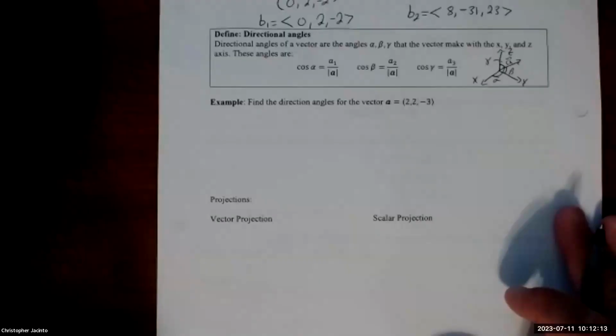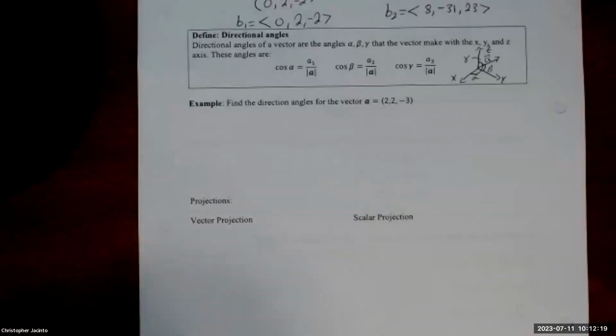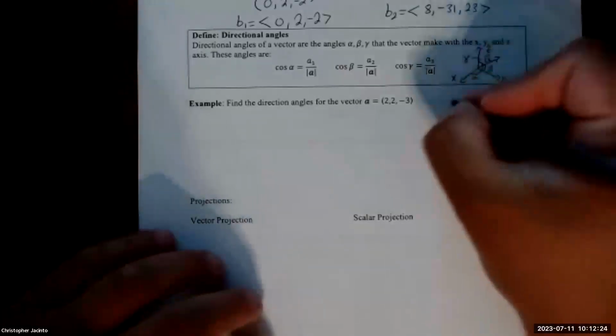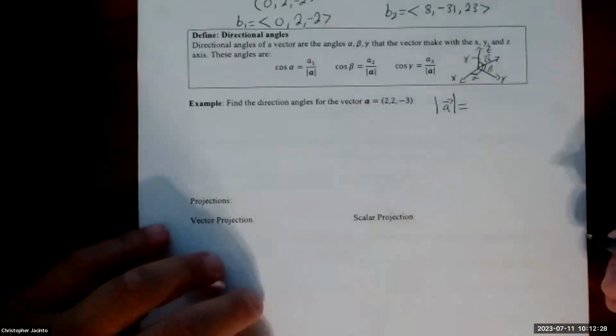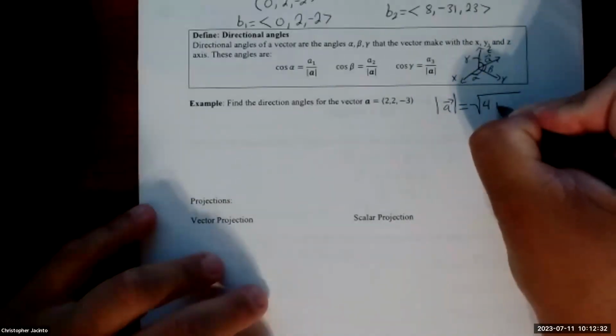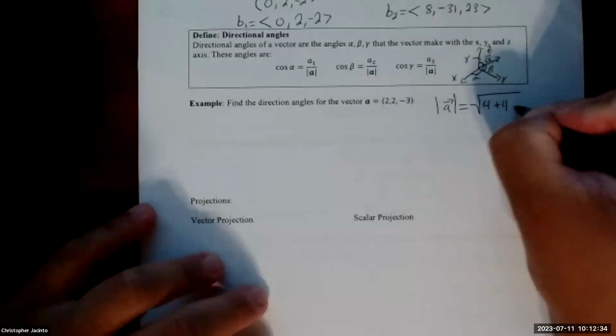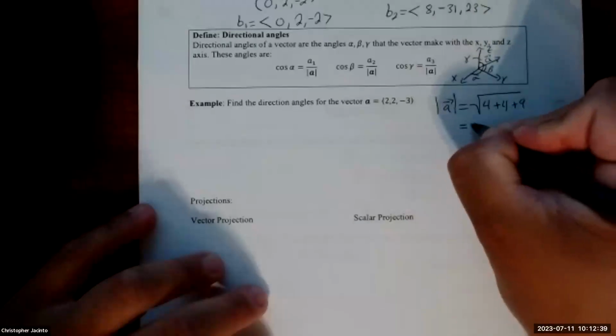Since we're given an equation, let's do a bit of practice to figure out how we would use this. Find the directional angles of the vector a equaling 2, 2, negative 3. First off, we have to find the length of it no matter what, or the magnitude. 2 squared is 4, 2 squared is 4, and negative 3 squared is 9. So this is the square root of 17.